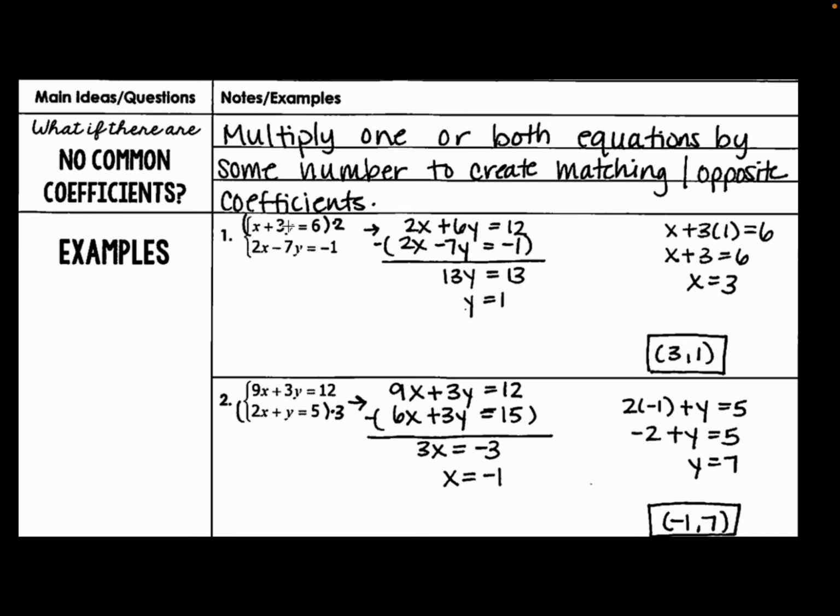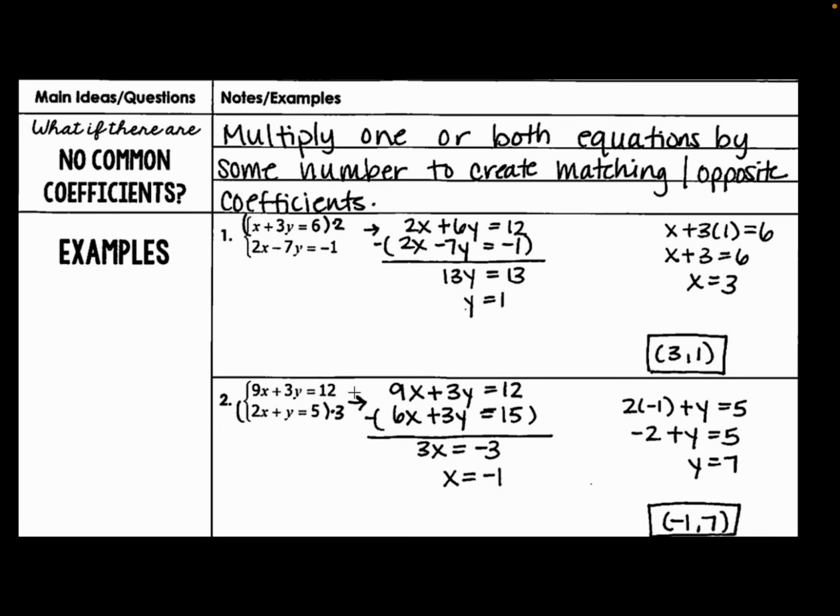So if we plug this one back in, we get x plus 3 times 1 equals 6. 3 times 1 is 3. And then we move this to the other side. That becomes a -3. 6 minus 3 is 3. So be careful. Make sure when you write your solution, your x goes first, and then your y. Your solution is (3, 1).